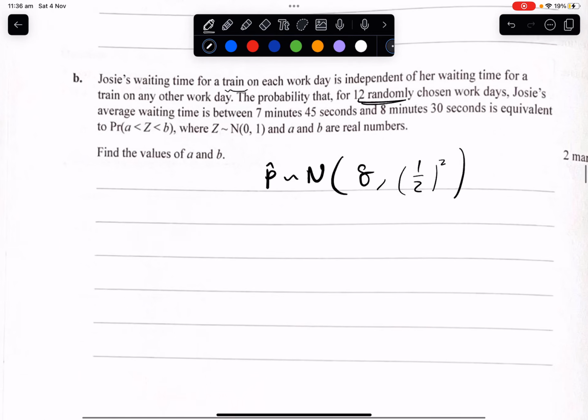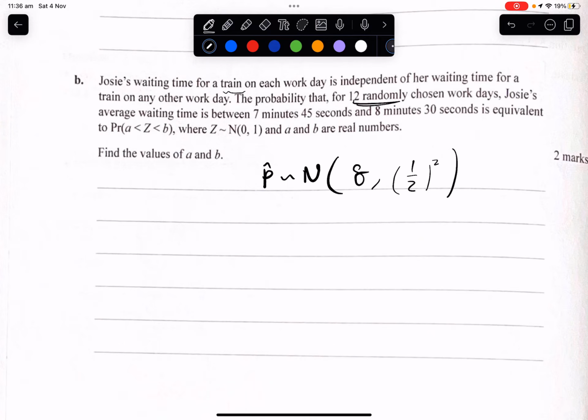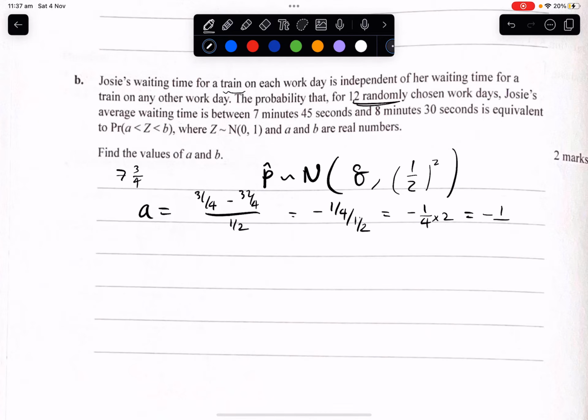Now, that means if you want the A value, you're going to have 7 minutes and 45 seconds. So 7 minutes and 45 is 7 3/4, or 31 over 4, minus the mean, which is 8 or 32 over 4, over the standard deviation, which is 1/2. That's -1/4 over 1/2, which is -1/4 times 2, or -1/2. So A is -1/2.